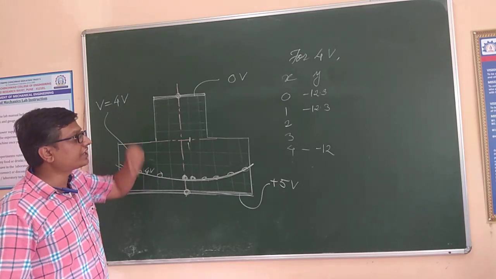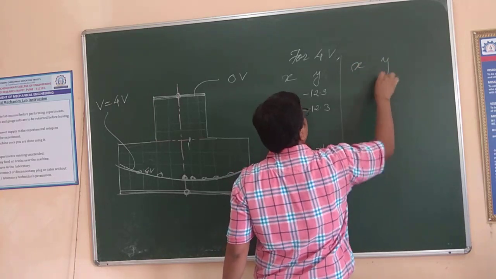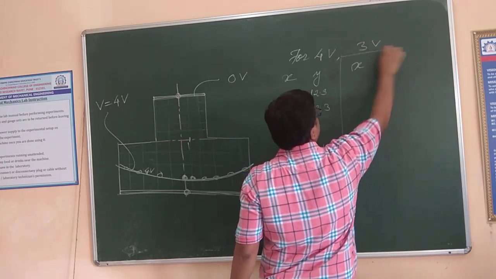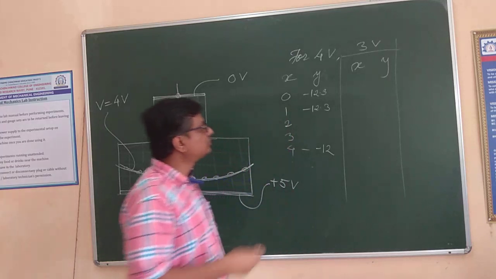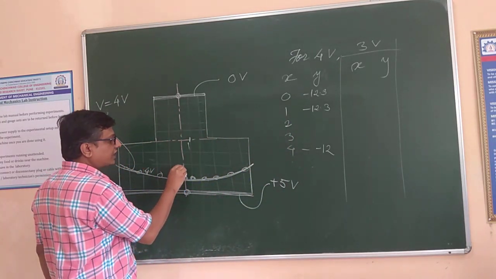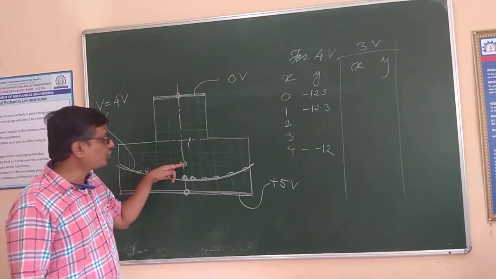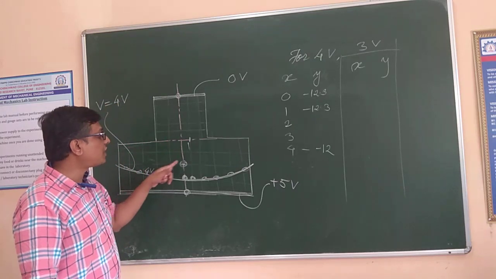Now if I shift to the next step, you are again going to repeat the readings. Take down x and y for 3 volt. For 3 volt, check what the coordinates of this point are. Move along the y axis a little ahead, and somewhere here you get 3 volt as the potential at this point. So mark that point.